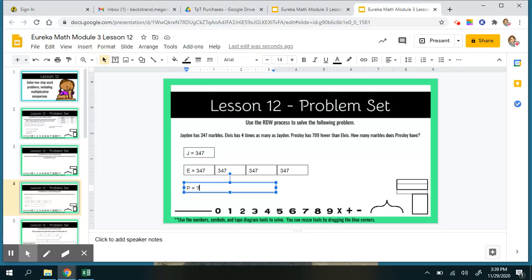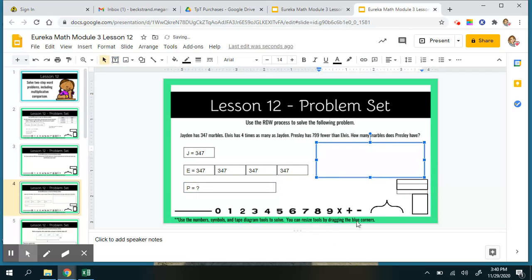Okay. So first, we're going to have to figure out, well, how many does Elvis have? We know that it's 4 times as many as Jaden, but we don't know the total amount. So we're going to have to use some multiplication to solve. So I'm just going to enter in my text box. If you like to do the clicking and dragging with the numbers they give you down here, like I said, that's totally fine. But we're going to have to take 347 and multiply that by 4 because we know that Jaden has 347 and we know that Elvis has 4 times as many as Jaden. So we need to multiply 347 times 4.